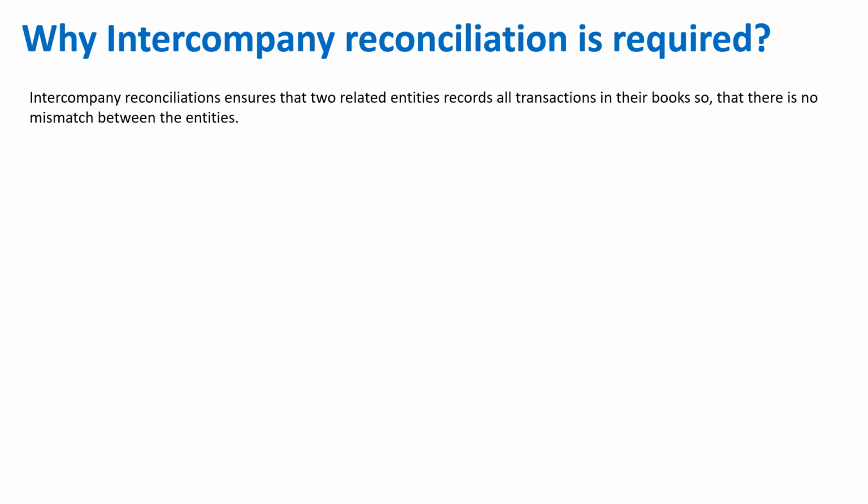So intercompany reconciliation ensures that two related entities record all transactions in their books so that there is no mismatch between the entities. So the objective of this reconciliation is very clear. Two entities, their books should match. So whatever transaction is there in one company, the transaction in the other company should match. That is the main objective of the intercompany reconciliation. Why do transactions have to be matched? What is the need of that, right?